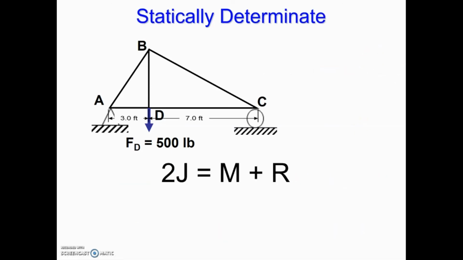So what I'm going to do is replace one of those pins with a roller. So I'm decreasing the amount of reaction forces that I have. If I recalculate, I've got 4 joints, I've got 5 members, but now I have 2 forces from the pin and 1 force from the roller, which means yes, 8 equals 8. We can solve for this truss.